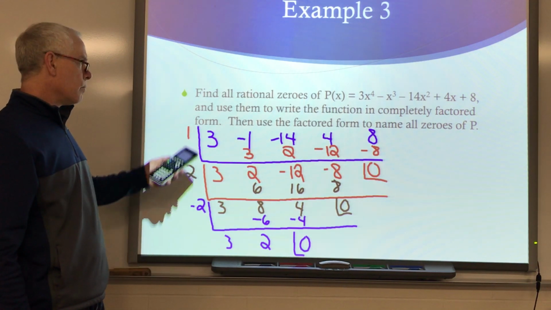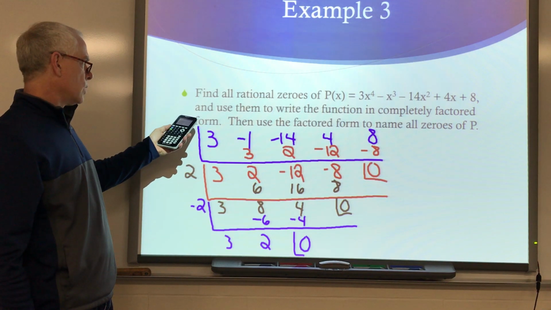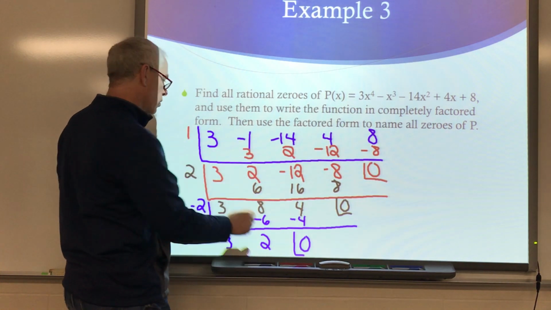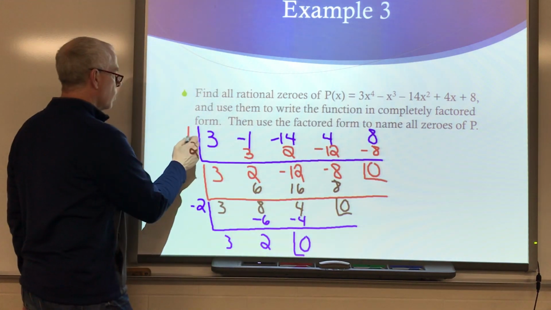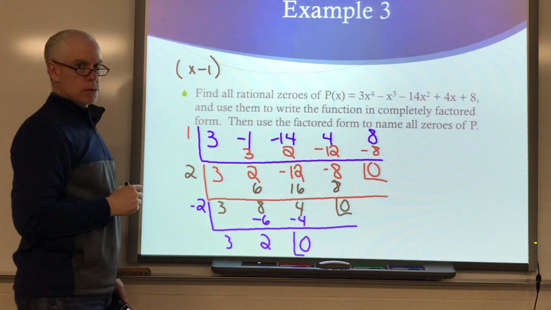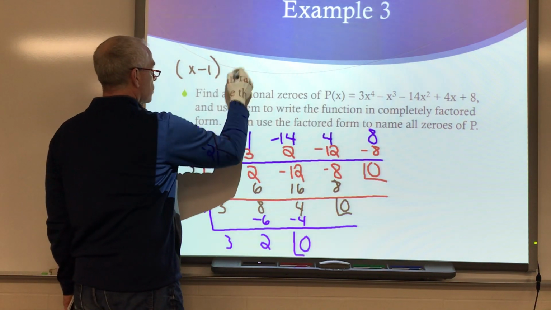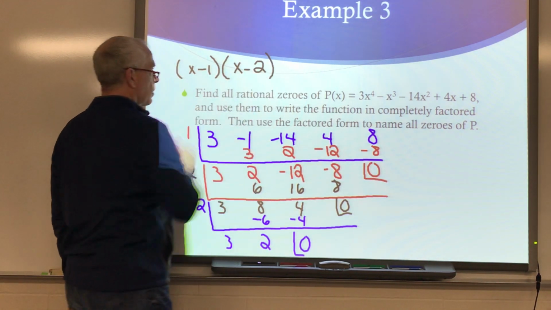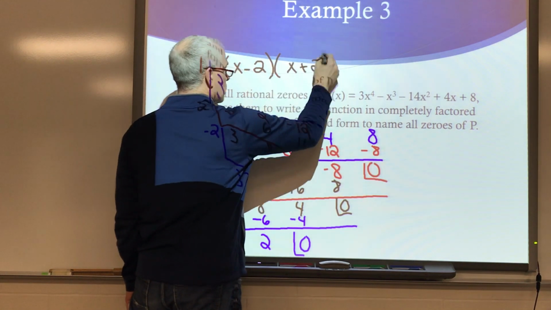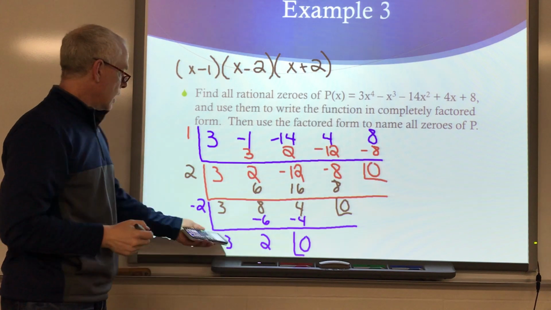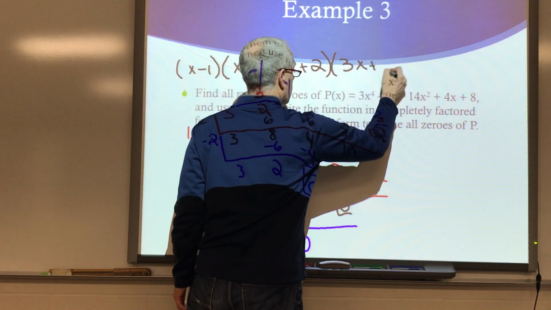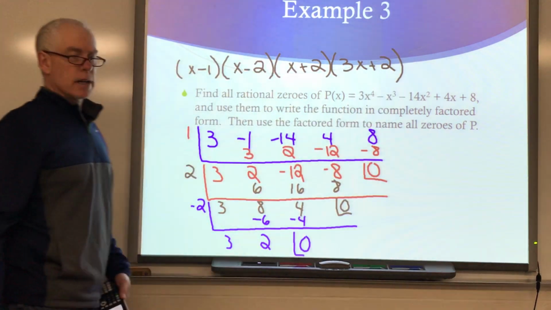So it says find all rational zeros and then use the factored form. So let's write this in the factored form. 1 is a 0, so x minus 1 is a factor. 2 is a 0, so x minus 2 is a factor. Negative 2 is a 0, so x plus 2 is a factor. And then I'm left with 3x plus 2 at the bottom. So that's completely factored form for this.